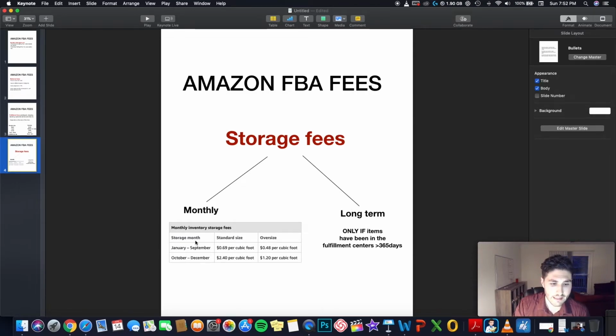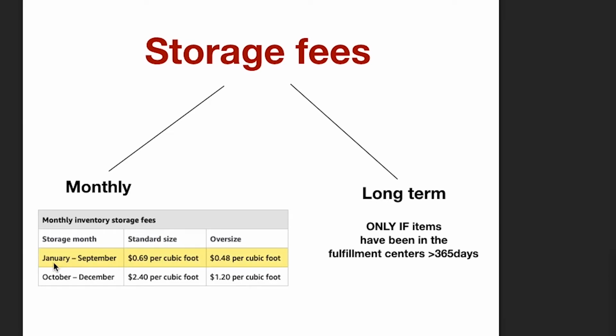When it comes to the monthly fee, they categorize based on the month that your inventory sits in their warehouses. Of course, during the holiday season they want inventory that moves fast, and people start sending in all the holiday items, so they're very busy and therefore charge you a lot more than usual. If you see here, from January till September they charge you 69 cents per cubic foot for the standard size, and 48 cents for the oversize. But from October till December, they almost triple their fee.